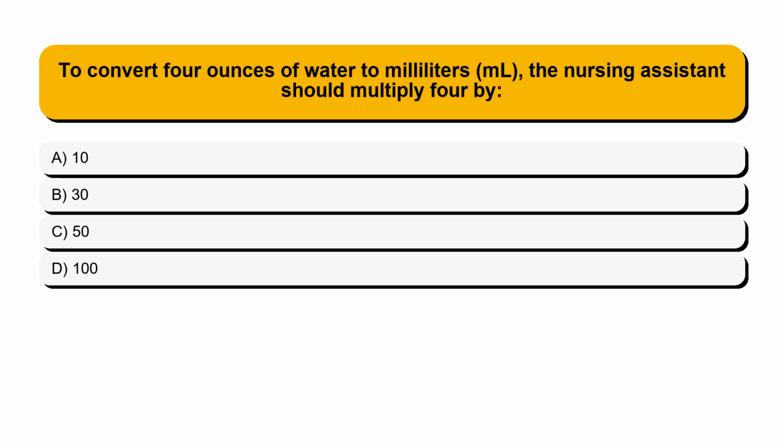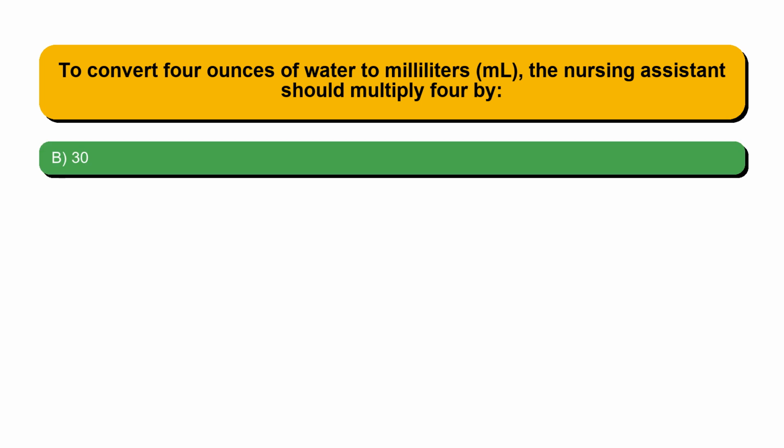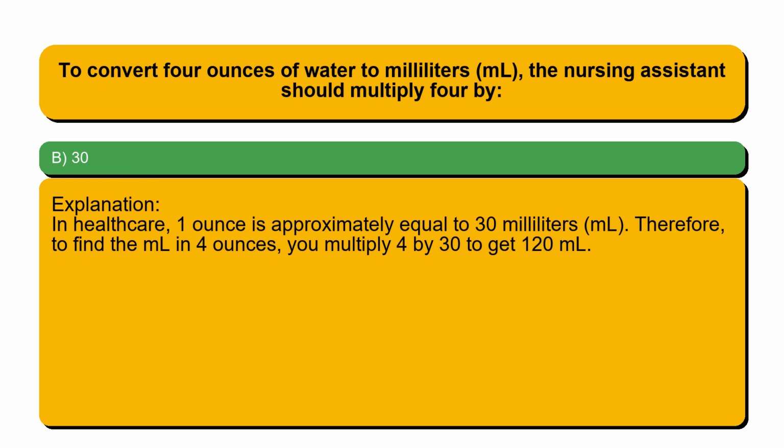Question 46. To convert 4 ounces of water to milliliters, ml, the nursing assistant should multiply 4 by: Option A, 10. Option B, 30. Option C, 50. Option D, 100. The correct answer is option B, 30. In healthcare, 1 ounce is approximately equal to 30 milliliters. Therefore, to find the ml in 4 ounces, you multiply 4 by 30 to get 120 ml.